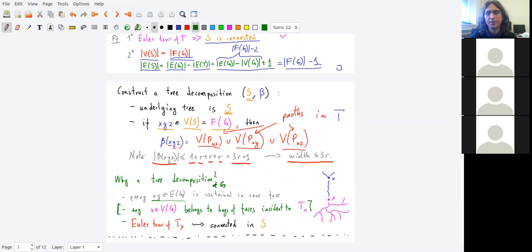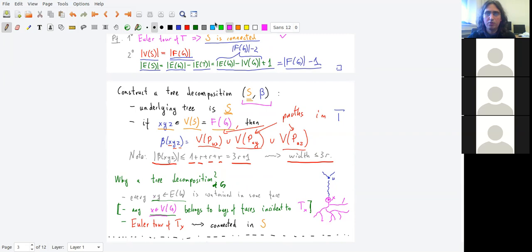The property of a tree decomposition that we need to check is that whenever I take a vertex of G and look at all the nodes of the decomposition whose bags contain X, they need to form a connected subgraph, a connected subtree of the decomposition. So let's take some vertex X of the graph G, and let's think in which bags of the tree decomposition S beta that we constructed this vertex X is contained.